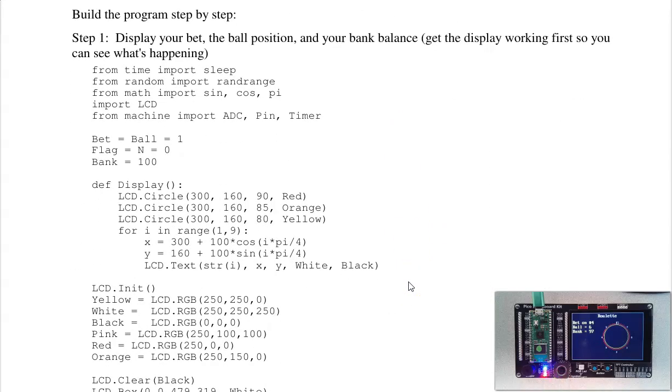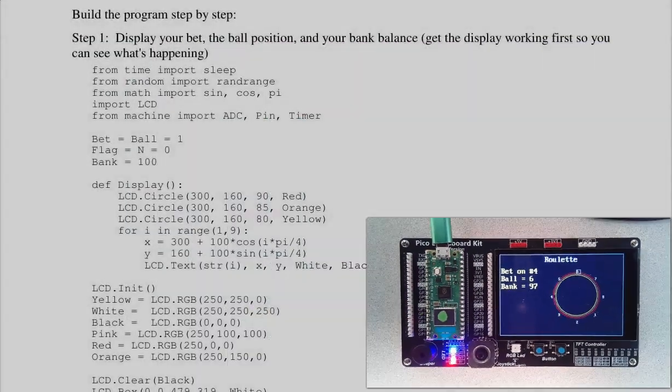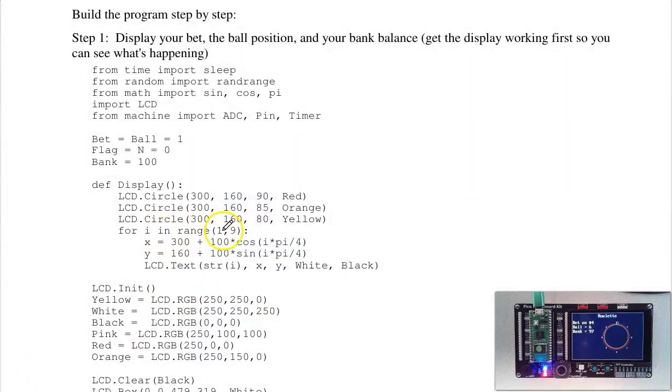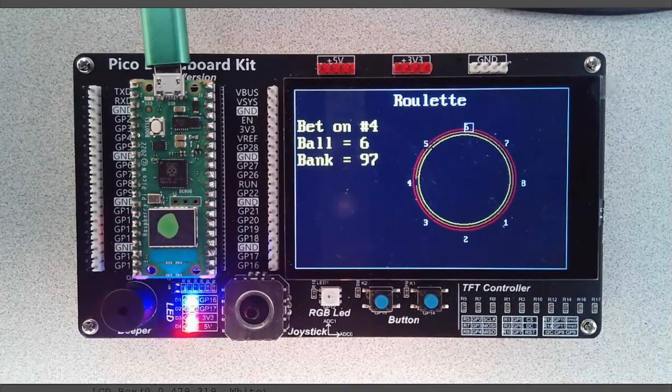So starting out, I'm going to start with the display routine. Again, typically the first thing I work on is the display routine because that helps you see what's going on. This uses the LCD library on Bison Academy. And here's the routine. I'm going to draw a circle that's red, orange, yellow. That's these circles right here. I'll then draw the numbers 1 through 8 going around a circle. That's these numbers right there, the number I'm betting on.